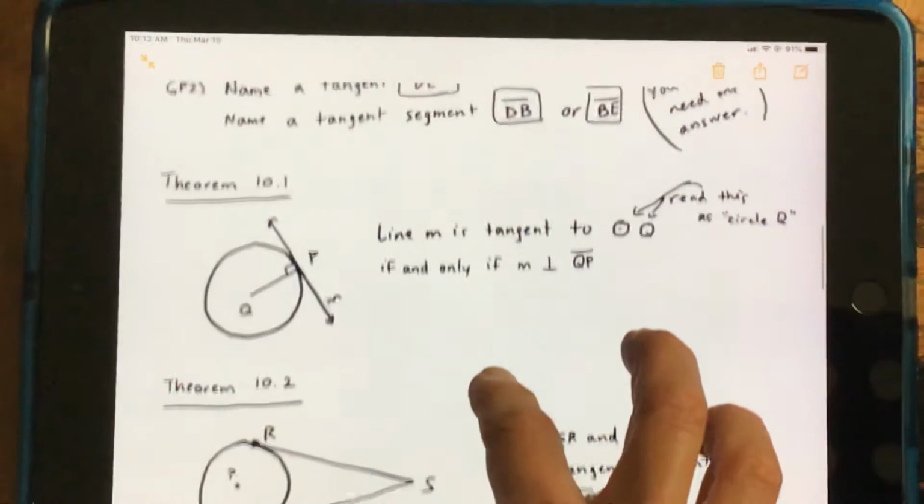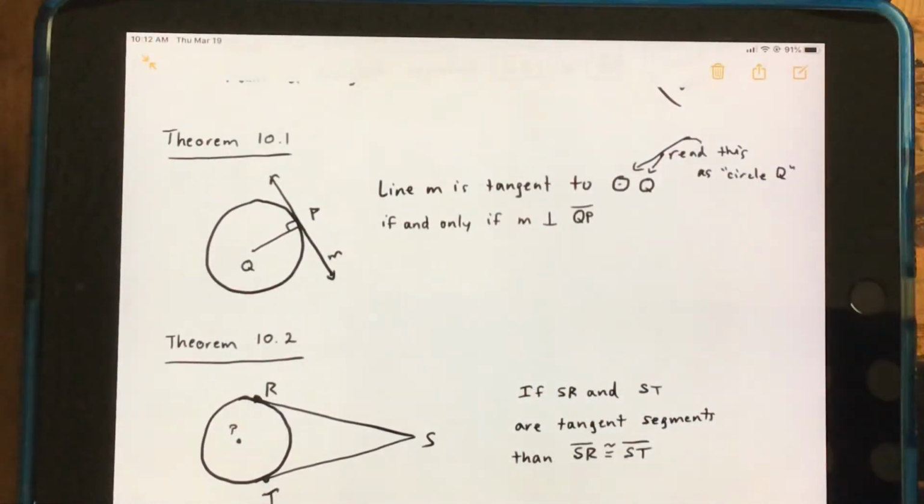Now I would like you to make sure that you have the theorems 10.1 and 10.2 recorded in your lesson. They will be important ideas that we'll use to begin solving some problems in the next part of our guided practice. So theorem 10.1 says line M is tangent to circle Q if and only if line M is perpendicular to line segment QP. So for a line to be tangent to a circle, it does have to be perpendicular to the radius whose endpoint is on that tangent. Otherwise, if that were not the case, that tangent line would actually be passing through the circle at 2 points.